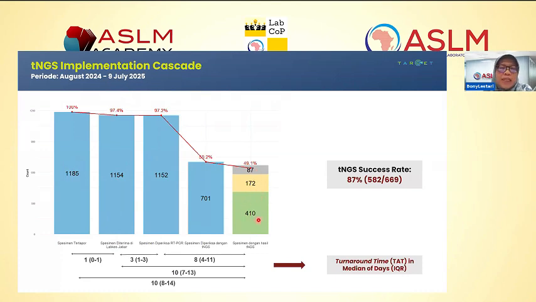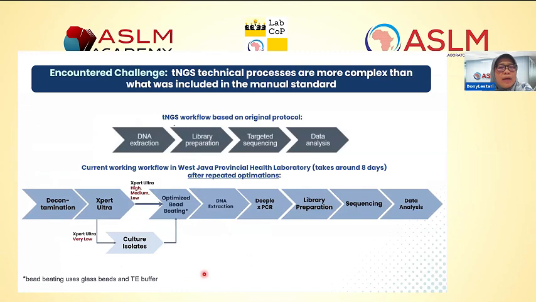And then this is the result of tNGS. Around 410 have what we call positive sequencing quality. And around 172 have a partial sequencing result, and 87 are not detected. So our success rate is currently 87%. So 582 comes from 410 plus 172. And regarding the turnaround time, from the sample received until we have the tNGS result, it takes a median of 10 days. We also see that these tNGS technical processes are a lot more complex than what is written in the manual book.